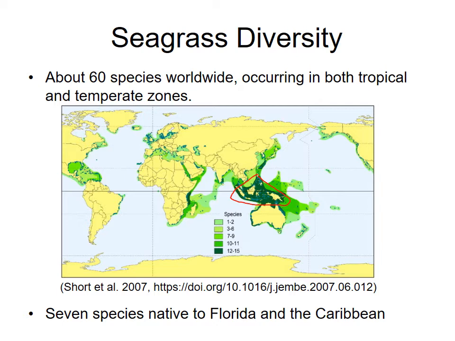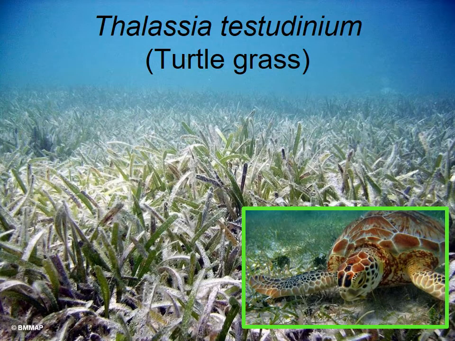And in Florida and the Caribbean, there are 7 species of native seagrass, plus maybe 1 or 2 invasive species of seagrass. So I'm going to go through and give a little description of each of the species of seagrass that lives in Florida and the Caribbean, starting with the most beautiful of the Caribbean seagrasses, which is turtlegrass.